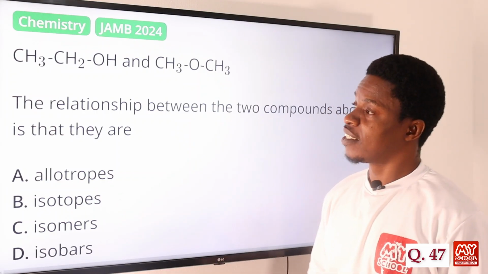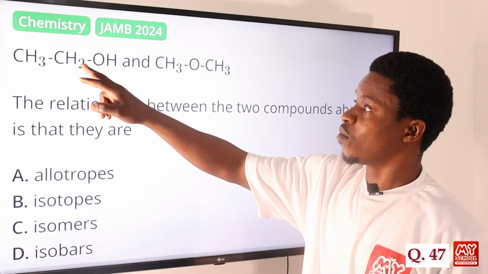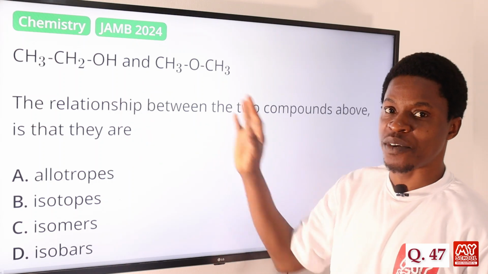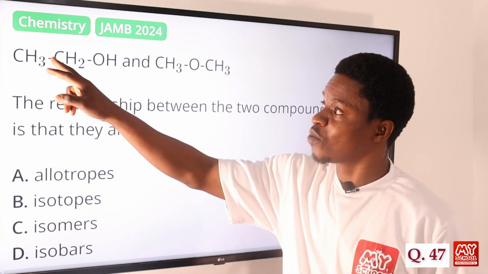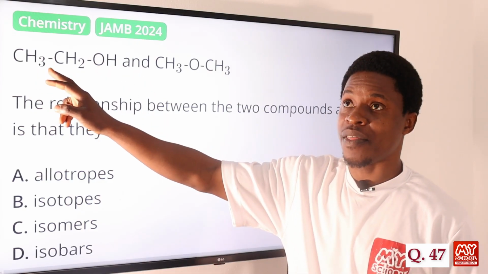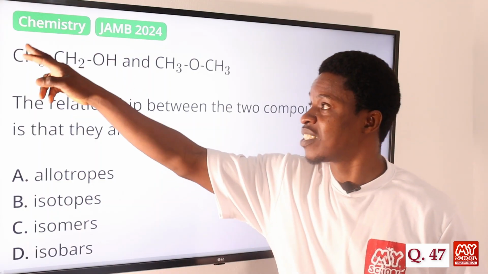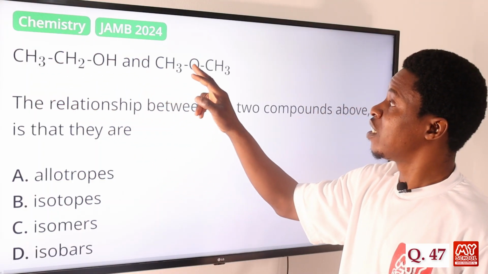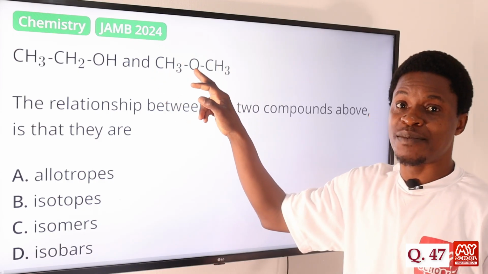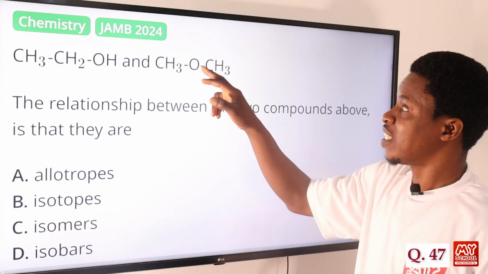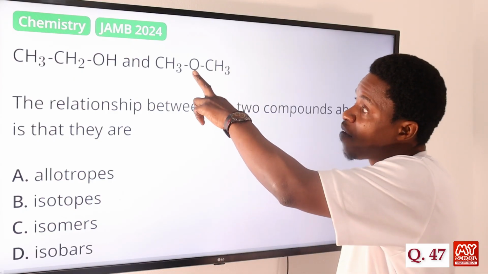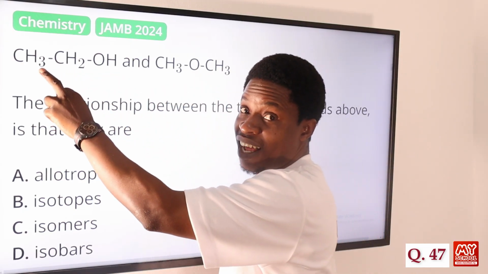Question 47. CH3CH2OH and CH3OCH3. Can we identify what they are? This is 1, 2, that's 2 carbons, then we have OH. This is an alkanol, so that is ethanol. And then this is CH3OCH3. Of course, this is your ether, dimethyl ether, because we have 2 methyl groups here. So this is alkanol, and this is ether.